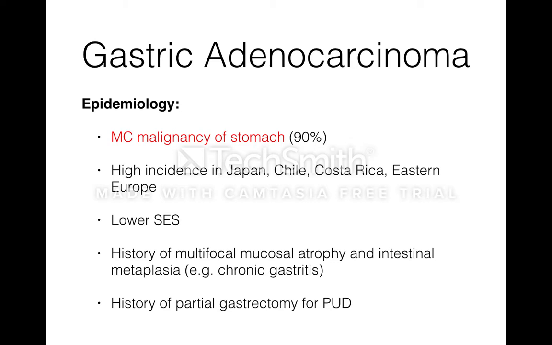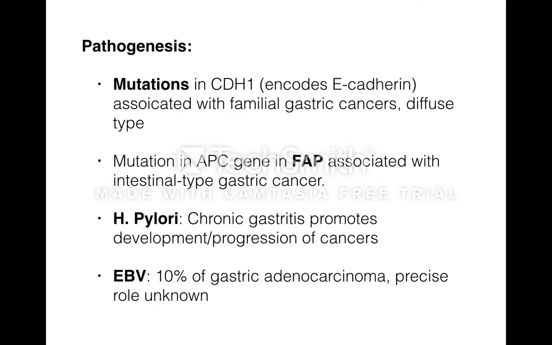It is more common in lower socioeconomic groups and in those with a history of multifocal mucosal atrophy and intestinal metaplasia. In other words, people with a history of chronic gastritis, likely secondary to H. pylori. Patients who have had partial gastrectomies for peptic ulcer disease do have a slightly higher risk of developing cancer in the remaining gastric tissue as well.